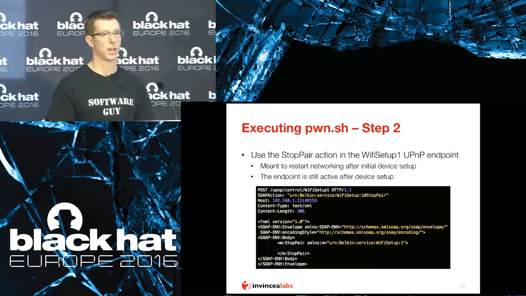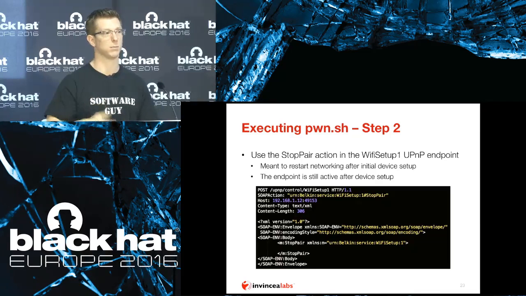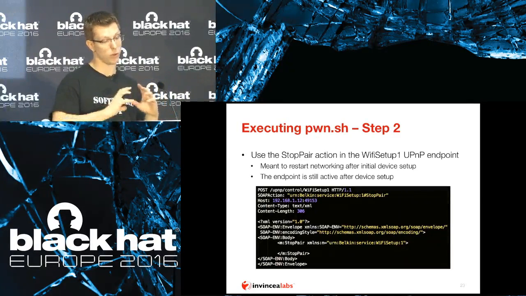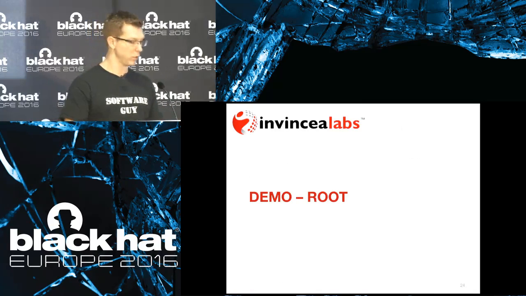In particular, we can say stop pair. That means I've given it a new Wi-Fi name, and I want you to reboot all the networking stuff now, literally restart the networking subsystem so it uses that new access point. If we do that while it's already started, it just restarts the networking things and everything comes back up, right, as it was supposed to. So essentially when we do that restarting of the networking subsystem, we effectively run our script, which we're going to demo to you right now.